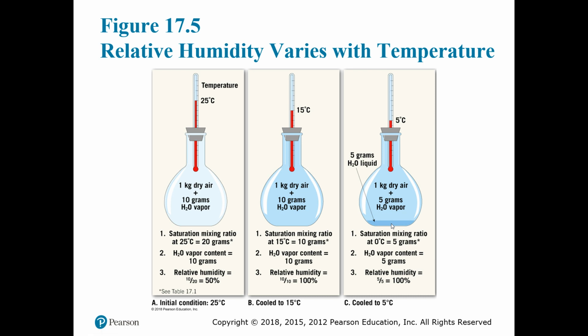Another way to think about this, if we had 15 grams of water vapor in here and cooled it all the way down so that the saturation mixing ratio was 5 grams, if we started with 15, we would have 10 grams of water at the bottom, because at the end of the day, we are only going to be able to hold 5 grams as part of this water vapor content.